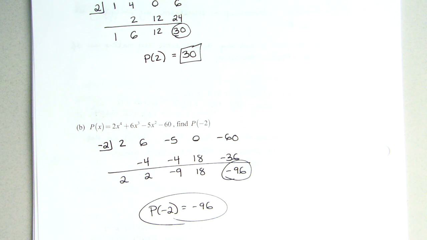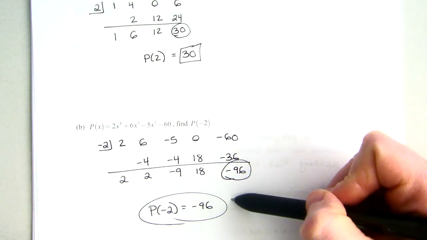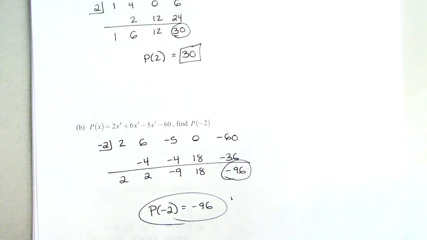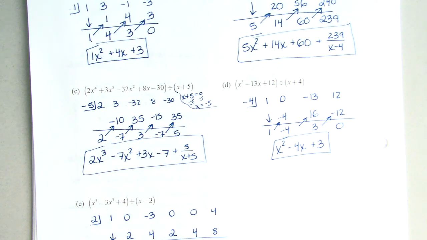In the homework, make sure where it says use synthetic substitution, you are using synthetic substitution. You will not get credit for that part of the homework if you're using direct substitution and just plugging in your number like we would have done in Unit 1. Also make sure for the synthetic substitution problems, your answer is just a single number, as opposed to the synthetic division problems, where your answer, this divided by this, is an entire polynomial.